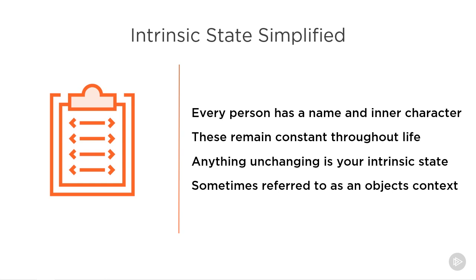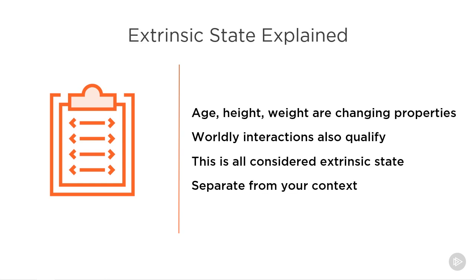Anything that belongs to you as a person and is unchanging can be thought of as part of your intrinsic or interior state. You will hear this referred to as an object's context in programming scenarios. Conversely, your age, height, weight, and various other properties will change over the course of your life, as well as how you interact with the world around you. This can be categorized as your extrinsic or exterior state. These properties do belong to you as a person, but they change as you go through your life and are separate from your internal context.